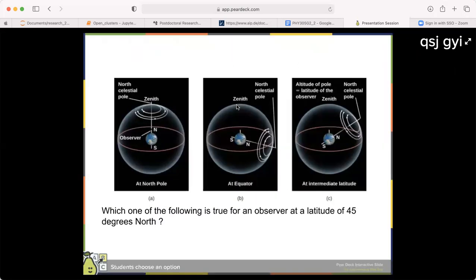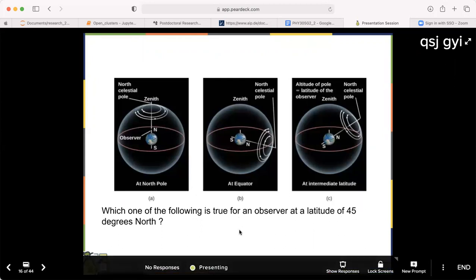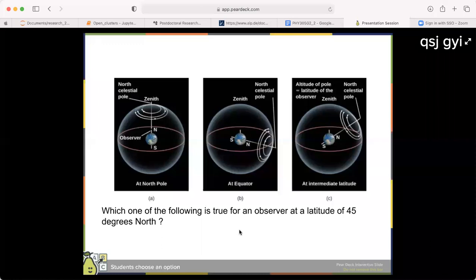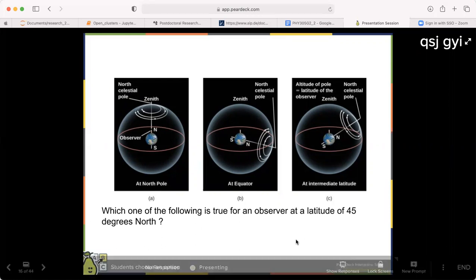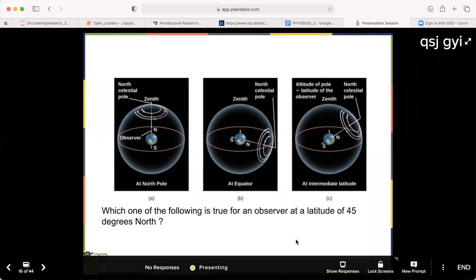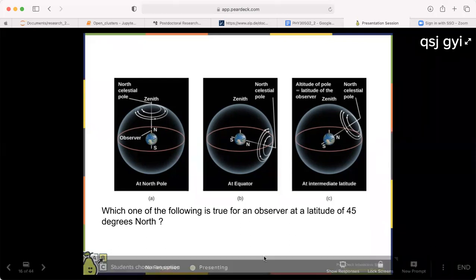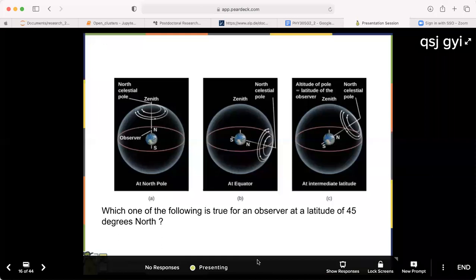Right, so everything that we have talked about now, I have given you a question here. So I hope the answers for this question appeared on your screen, so you can answer the questions, right? The question is: which one of the following is true for an observer at a latitude of 45 degrees north? So what would be the answer?